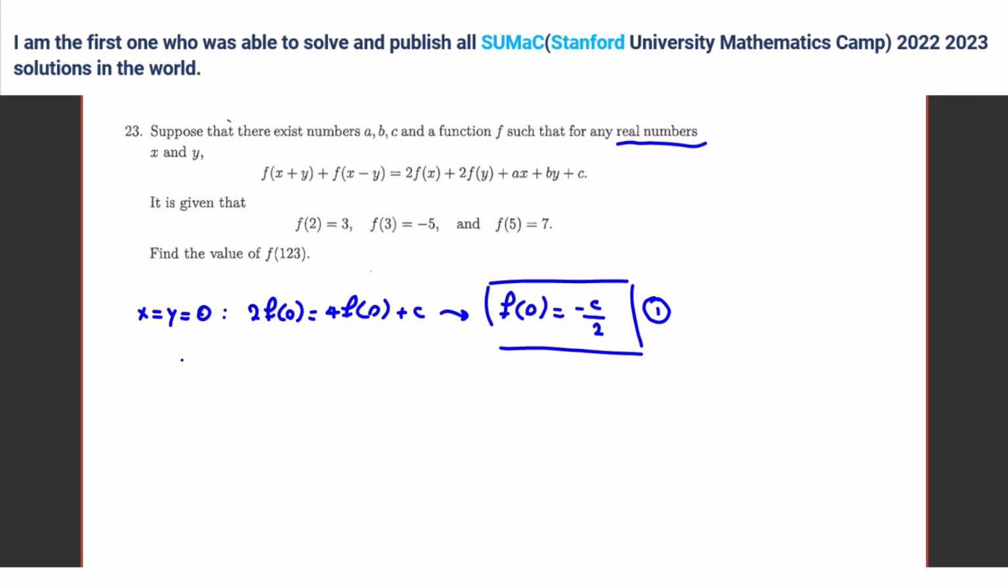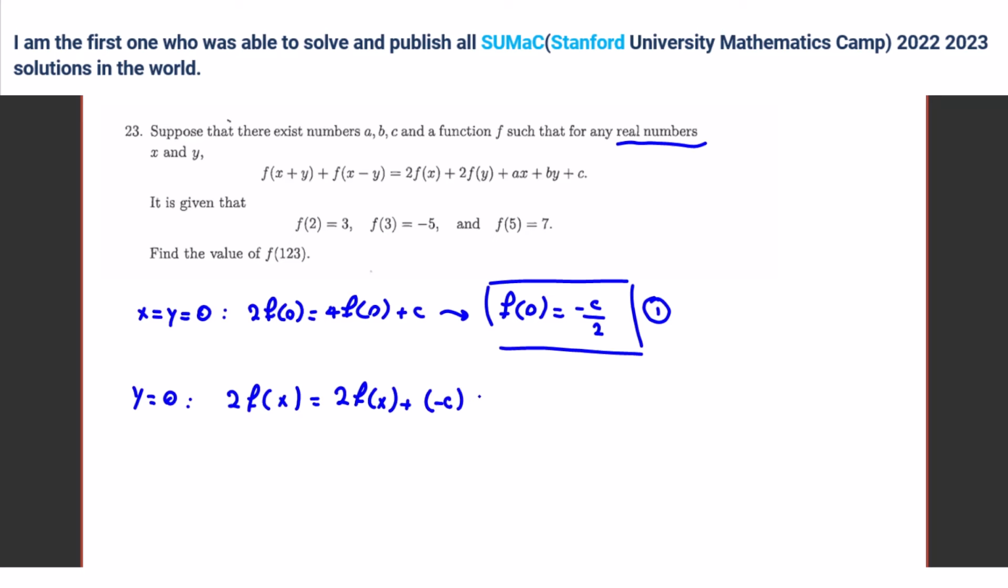Okay. So f of 0 is this one. Now let's consider only y is 0. Then the left hand side is what? When y is equal to 0, the left hand side will be 2fx. Yes, 2fx. What about the right hand side? Two fx plus two f zero. So two f zero is what? Minus c.